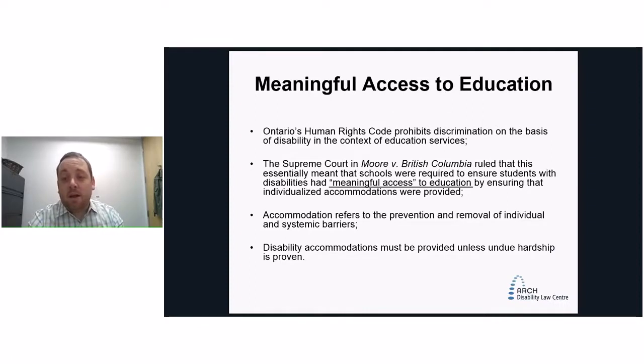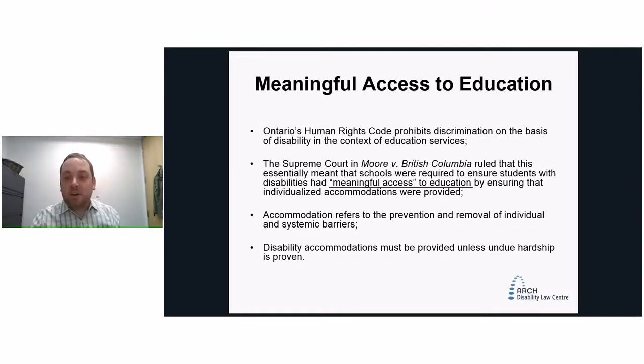Now, the Supreme Court has actually dealt with this very issue in a case coming out of British Columbia called Moore v. British Columbia. In that case, the Court essentially ruled that school boards are required to give students meaningful access to education as part of their obligation not to discriminate. What that added to the jurisprudence was the idea that you can't just admit a student to school and have them sit in the corner and consider that equal access. That's not equal access. The Supreme Court basically said, no, students need to have meaningful access to their education.